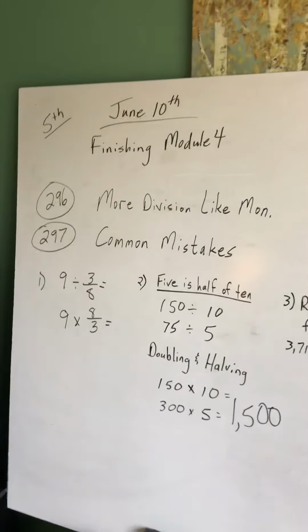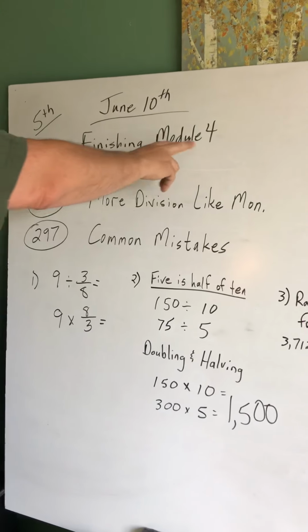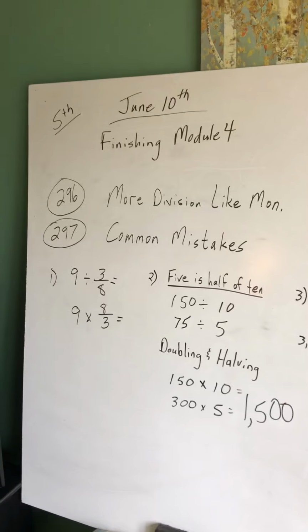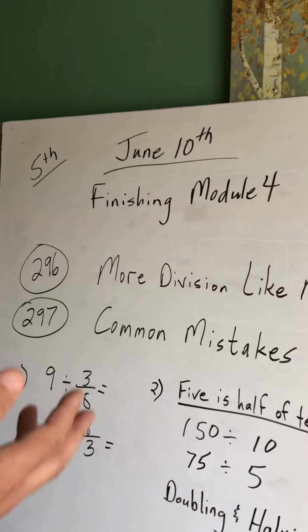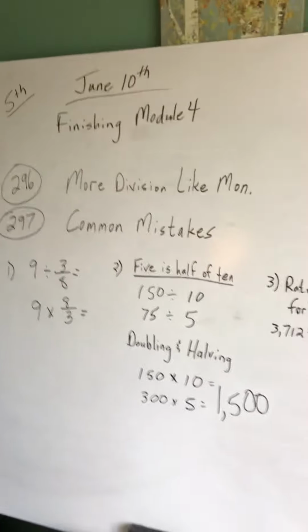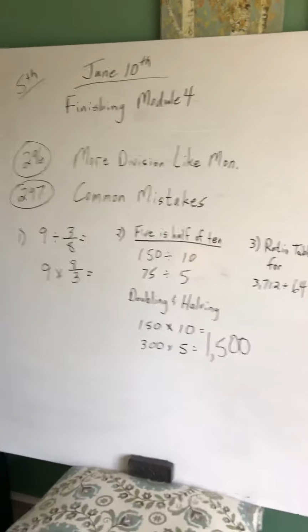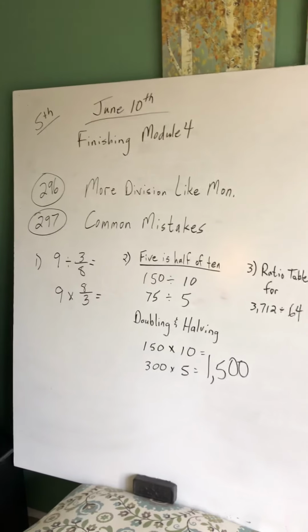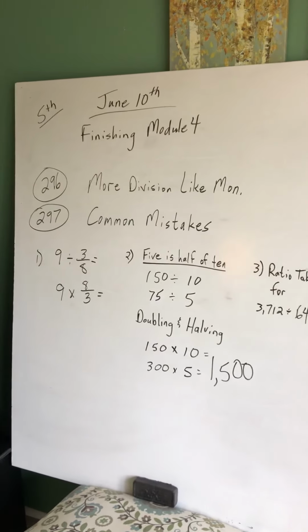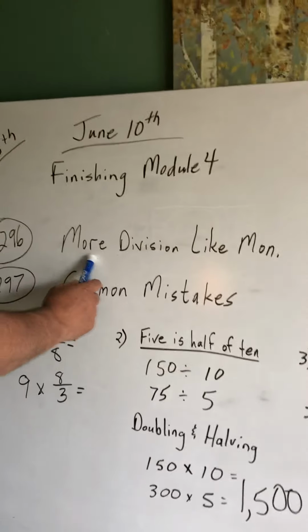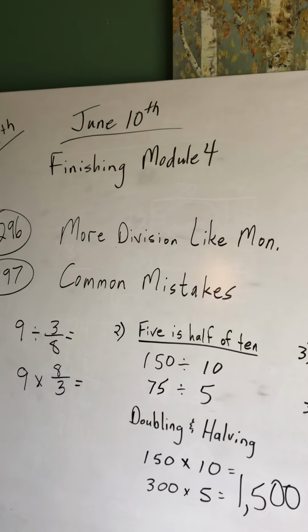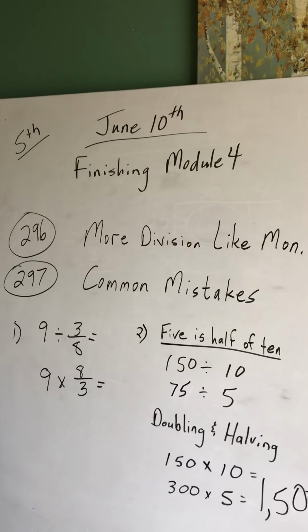So let's look at Wednesday, June 10th, because that's it. Okay? On Monday, we had Module 4, and since we had 2 days left, I gave you half of Module 4 on Monday the 8th, and I'm giving you the rest on Wednesday the 10th. This will be real quick because there are only 5 pages to talk about, and it's all basically review. On 296 in the student book, you just have more of those division problems like you had on Monday. You'll know it when you see it.